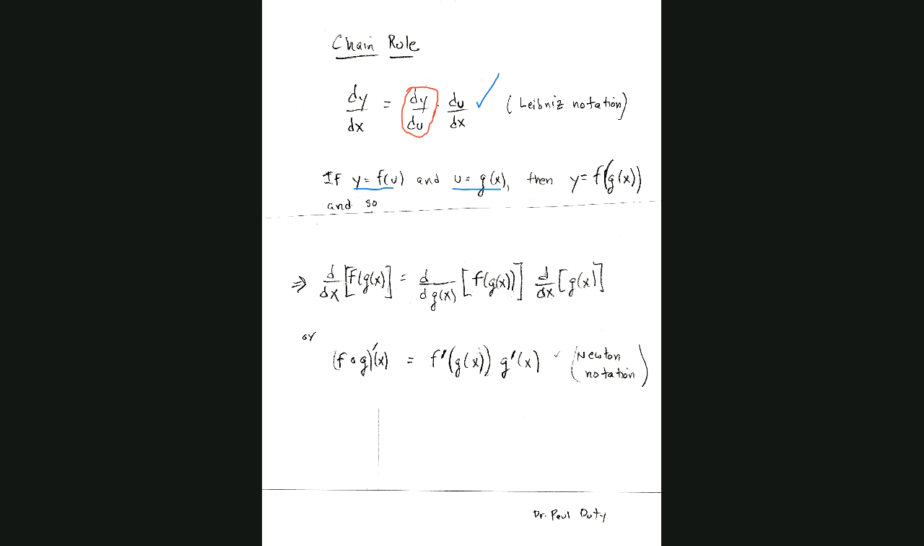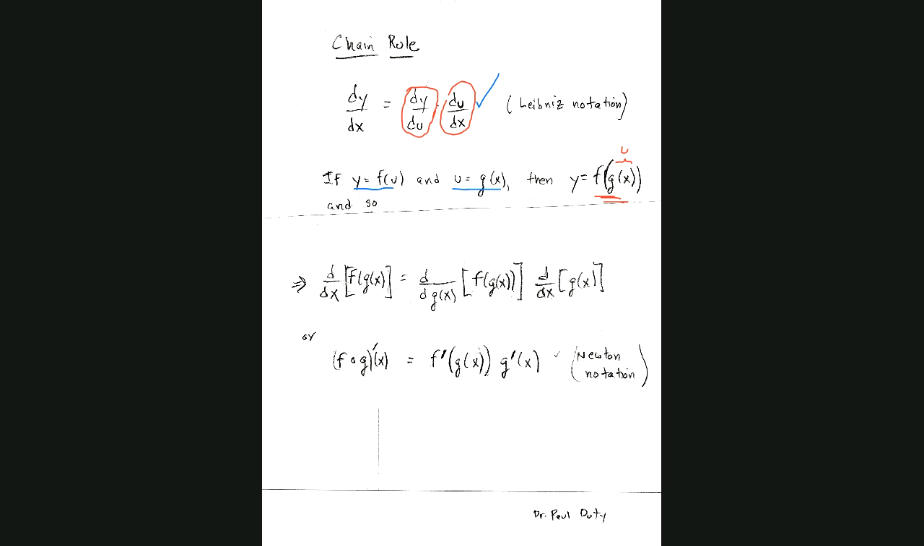So let's say y is a function f of u. And du dx, in the chain rule, you're treating u as a function of x. So let's let u equal g of x. Well, then y would have to be f composition g of x. That's how y would be defined. Because g of x is equal to u, right? And y equals f of u, so y equals f of g of x.